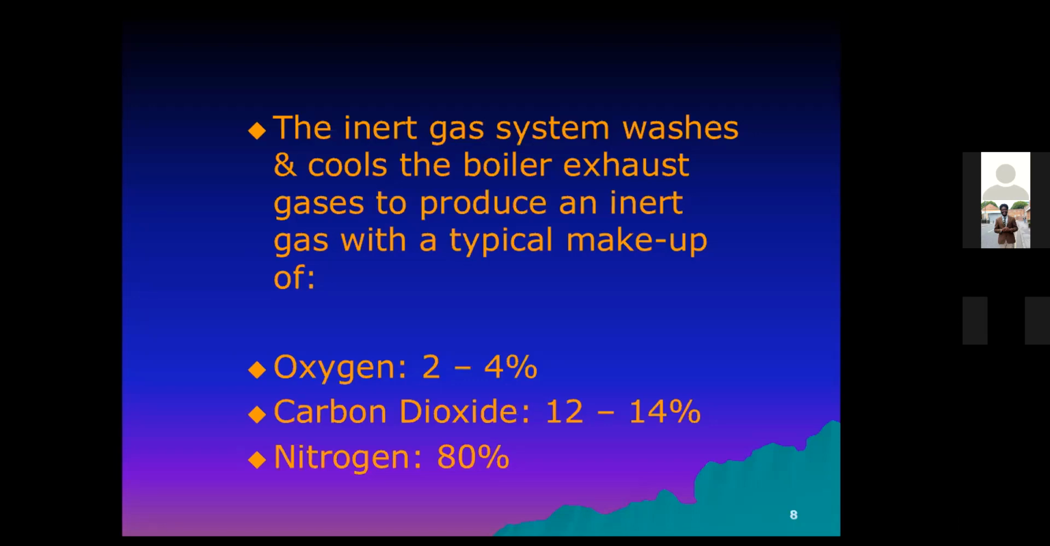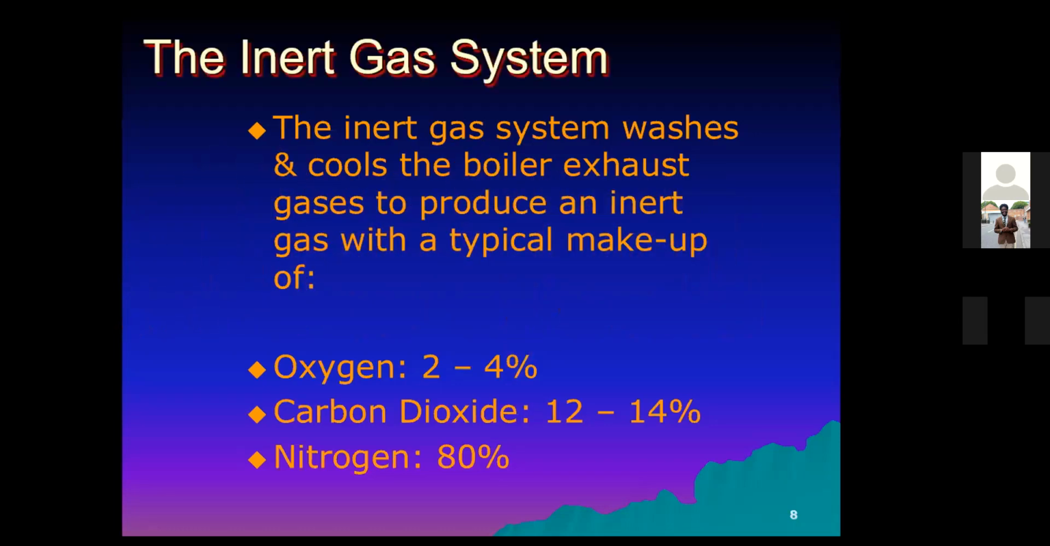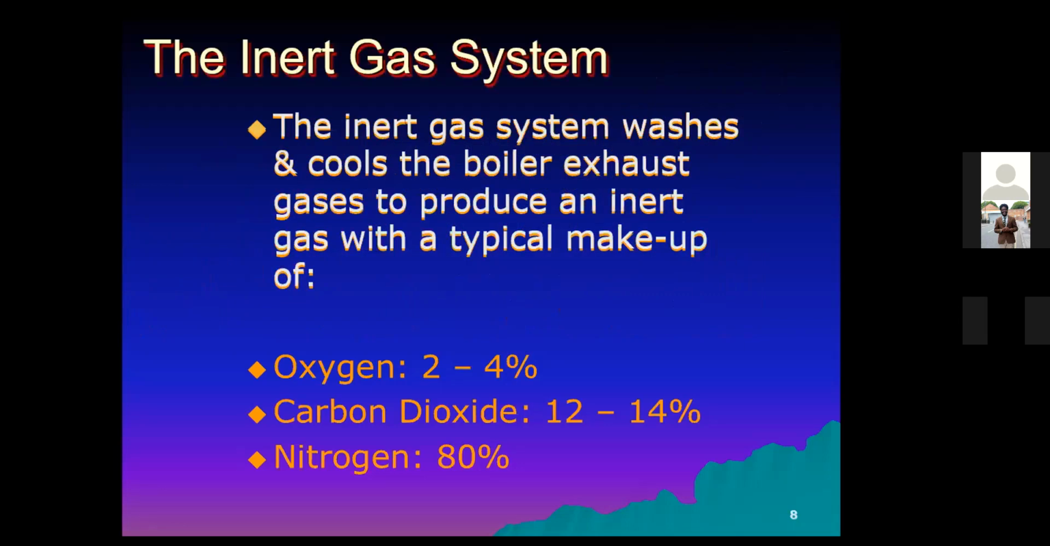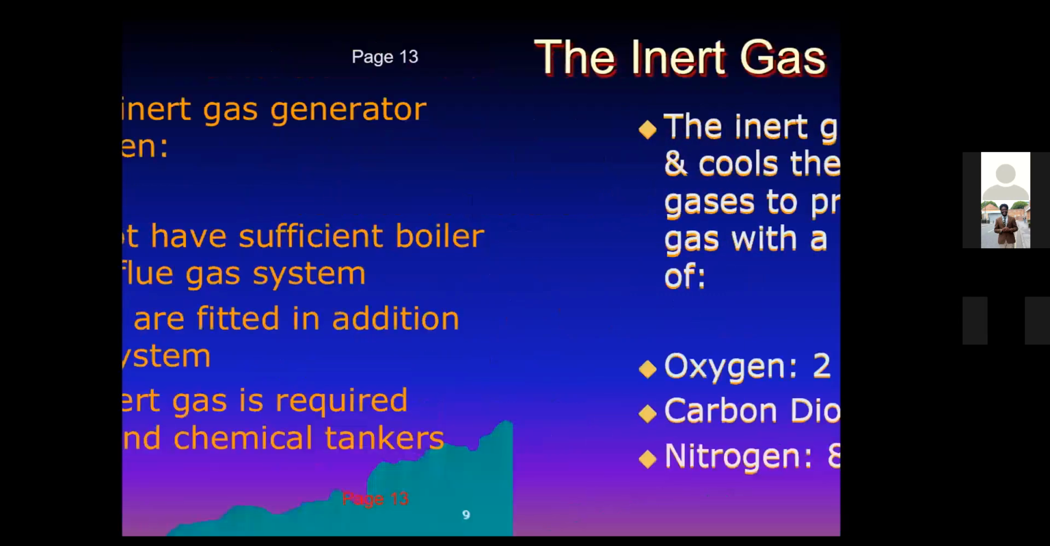I'm going to take you along that part. And then this inert gas, when it is being produced, the oxygen content should be between 2 to 4%, the carbon dioxide content should be between 12 to 14%, and the nitrogen content is 80%. So as you are aware, nitrogen is also a noble gas, or I would say an inert gas system.